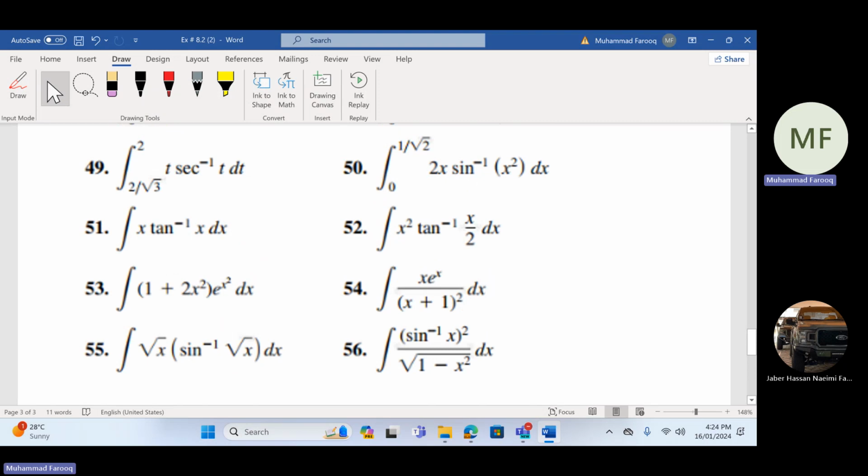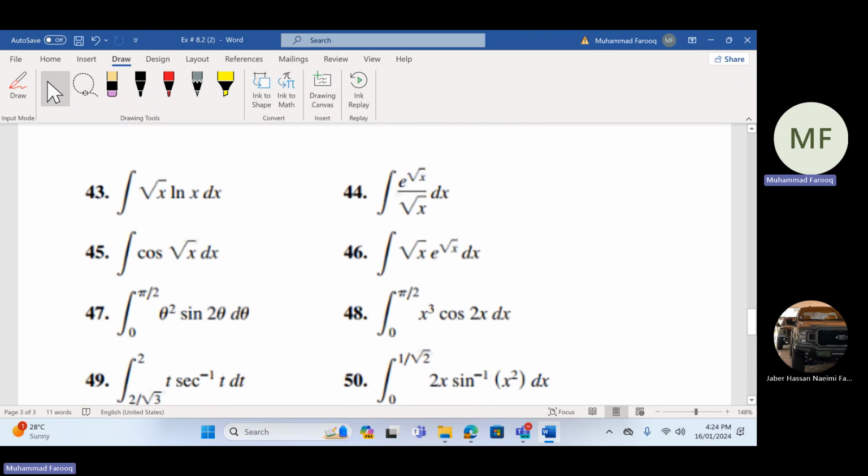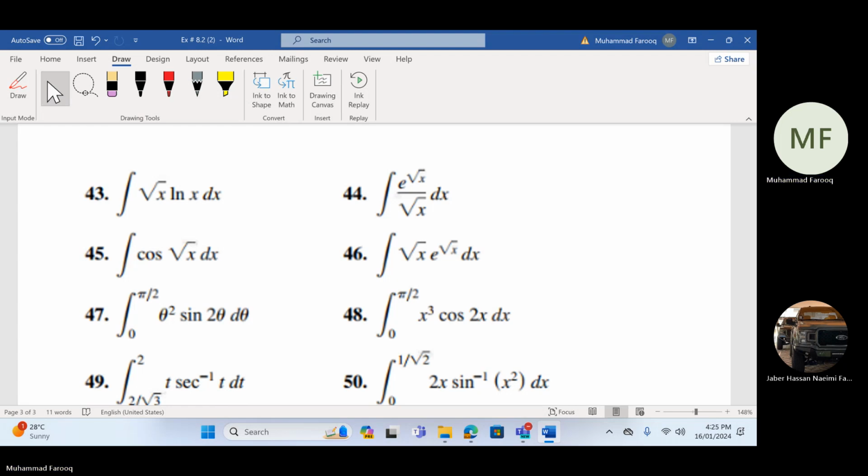One more question instead. Yes, exactly. Questions 43 and 44 are normal, but you need substitution here. If you take root x as u, then when you make the substitution, you can easily answer even without by parts. Question 45: how do you integrate it? Take the angle times 1, and then take cosine as first.